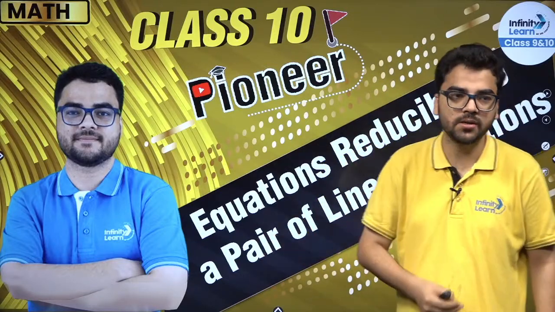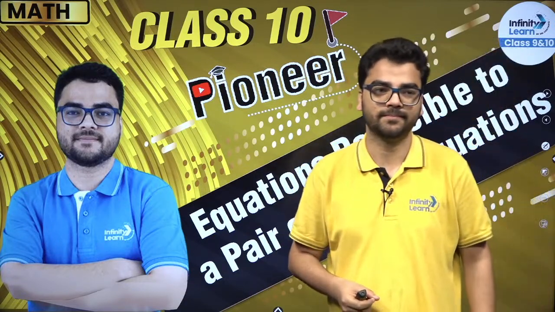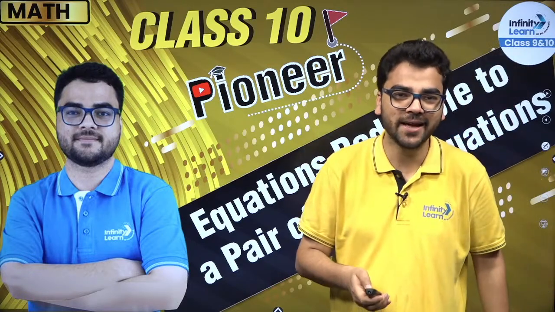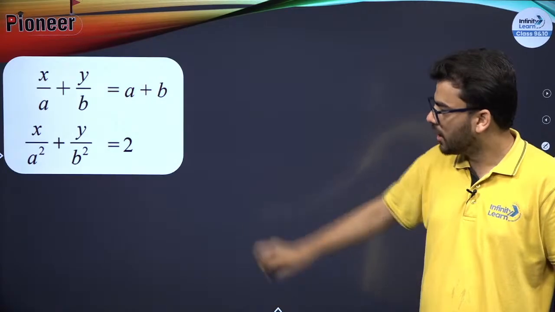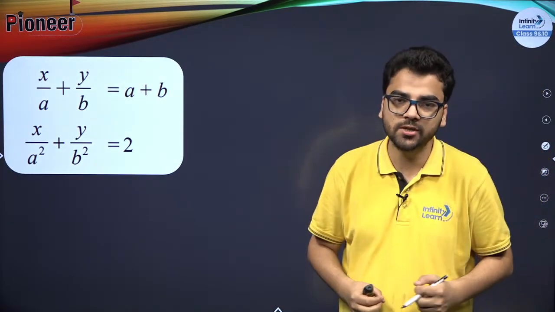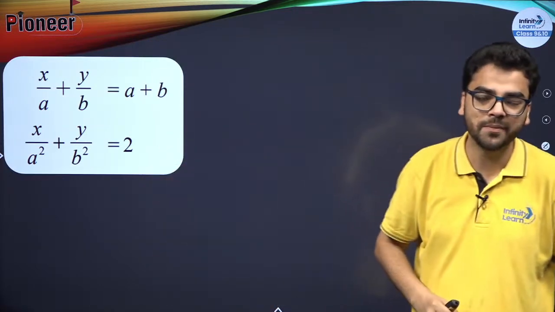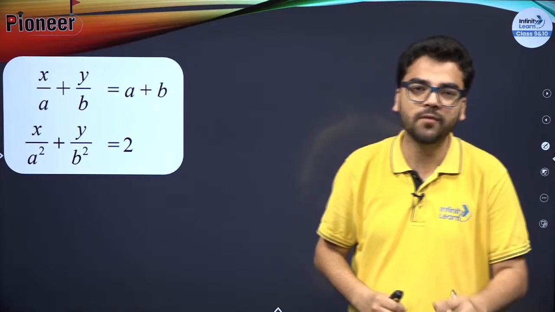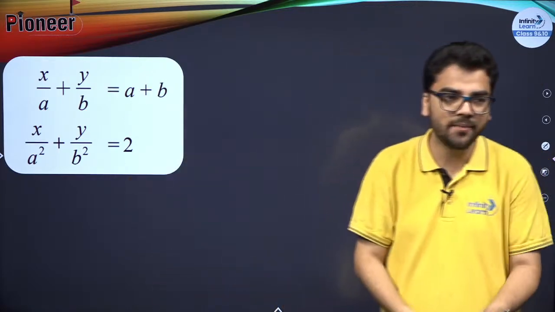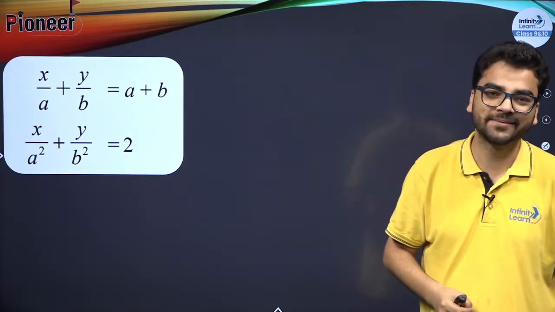Equations reducible to a pair of linear equations in two variables. Okay, so let's start with it, guys. Before actually starting with equations reducible to a pair of linear equations in two variables, we'll do a simple question on the basis of pair of linear equations in two variables. Can you solve this and let me know the values of x and y? The variables over here are x and y, a and b are constants over here. So can you let me know the answer over here, guys?